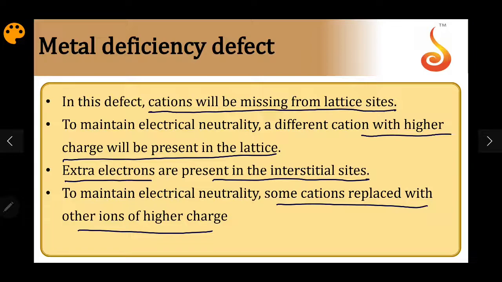These are the types of stoichiometric and non-stoichiometric defects. Two of them are stoichiometric, that's Schottky and Frenkel, and metal excess and metal deficiency are non-stoichiometric defects.